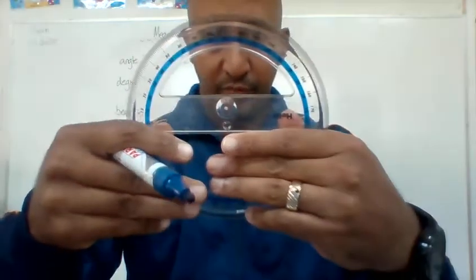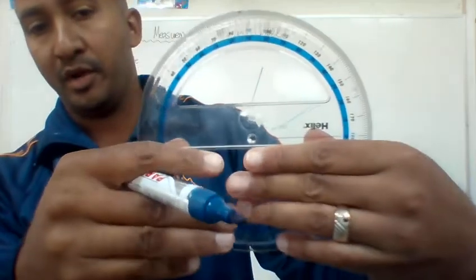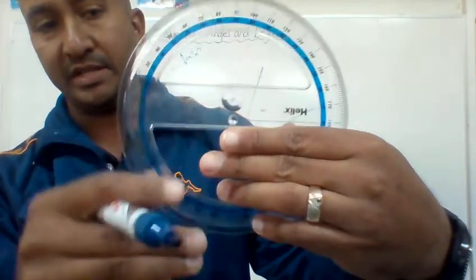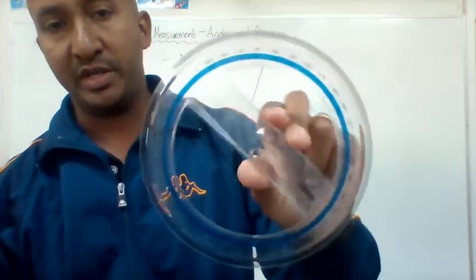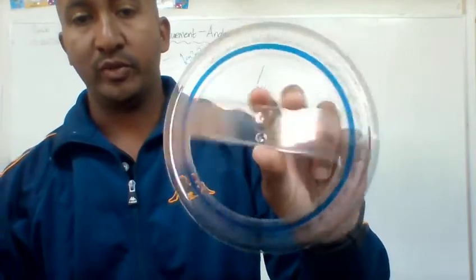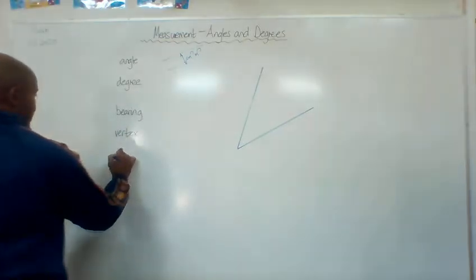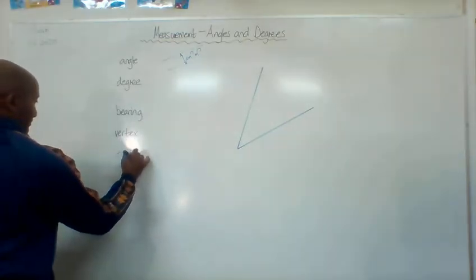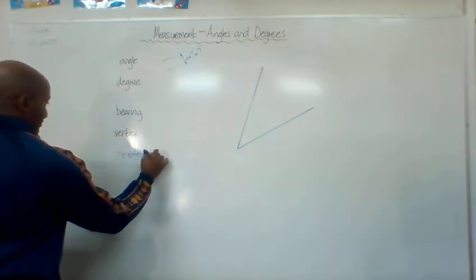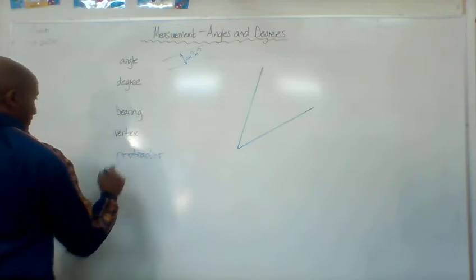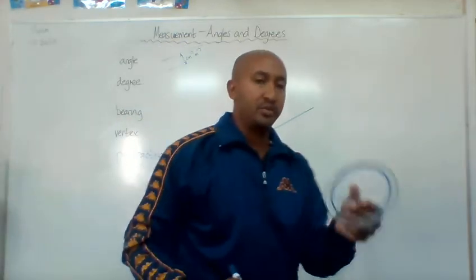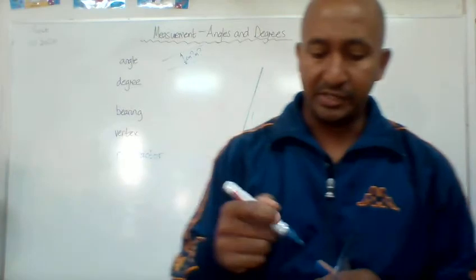Now, you have probably seen them half like this. They come in a maths set. This one happens to be a complete circle. And we use a device like this that's called a protractor. I'll write it down here. We use this protractor to measure angles and degrees.